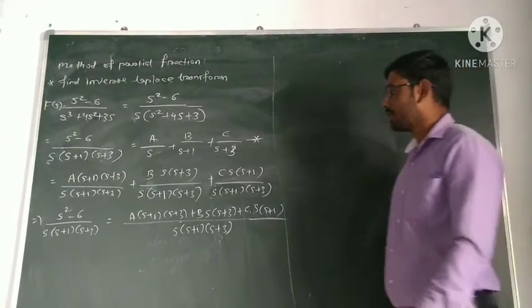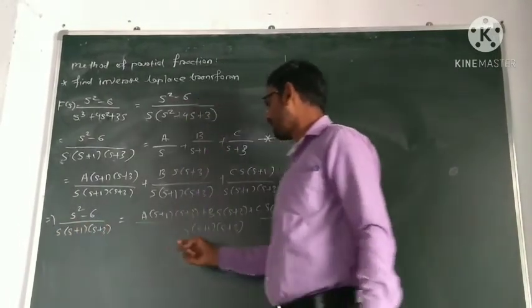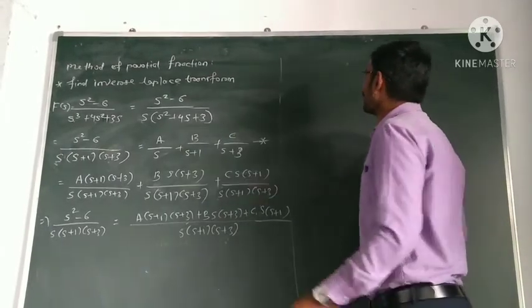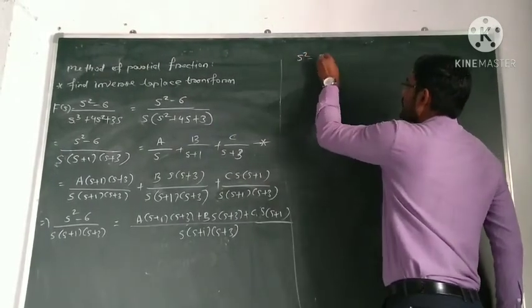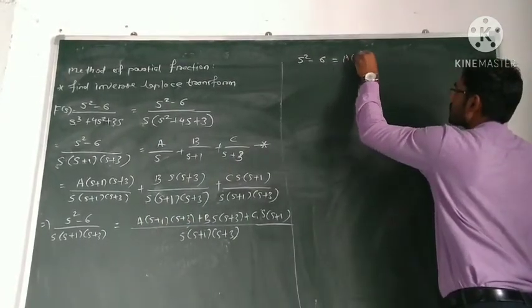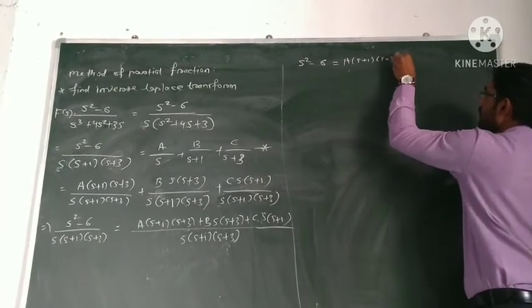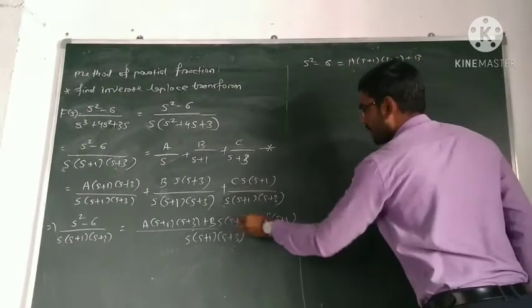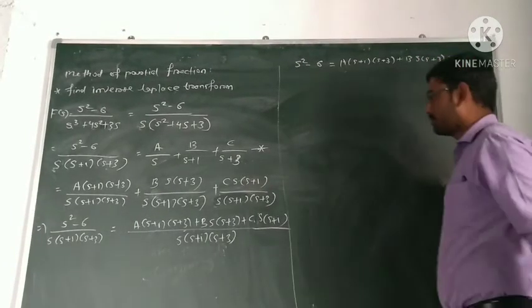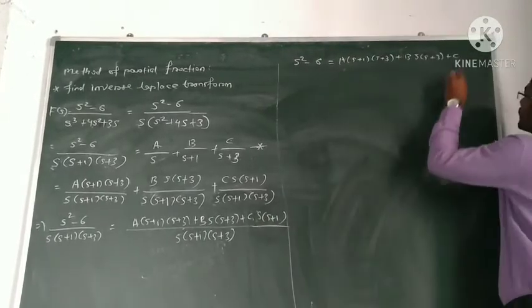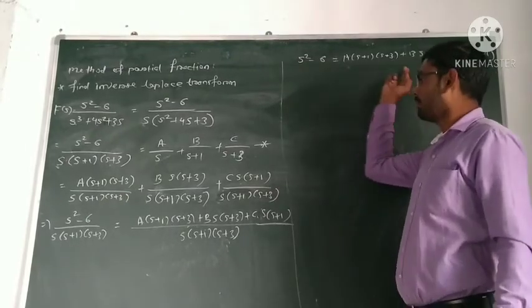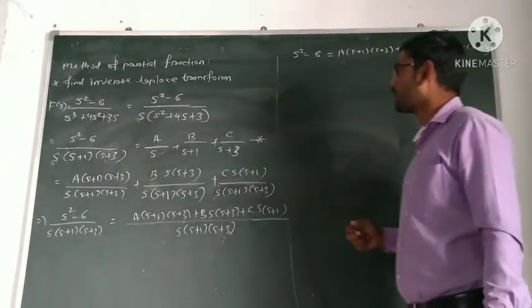Now what next? Remember s plus 1, s plus 3 cancel on both sides, so we have s square minus 6 in the numerator equal to this value: A into s plus 1 into s plus 3, plus B into s plus 3, plus C into s plus 1. Now we have to find the values of A, B and C to put here.